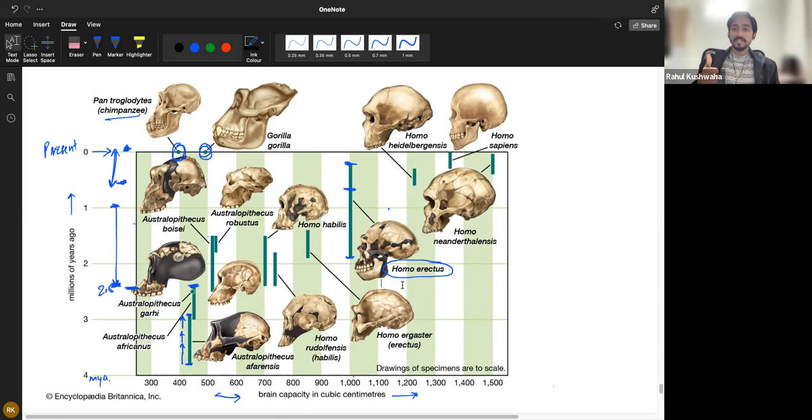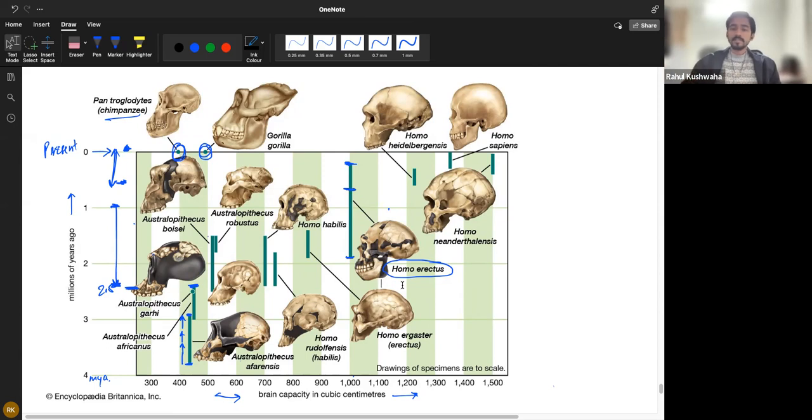And just because they could stand erect, now their two hands are free. So they can hunt, they can make weapons, they can carry food with them. They will not die of hunger and thirst. They can carry water, they can make vessels. Not vessels though, they were not making much of vessels, but it allowed them to migrate to longer and longer distances and evade predation, evade any kind of threat, run away from danger.